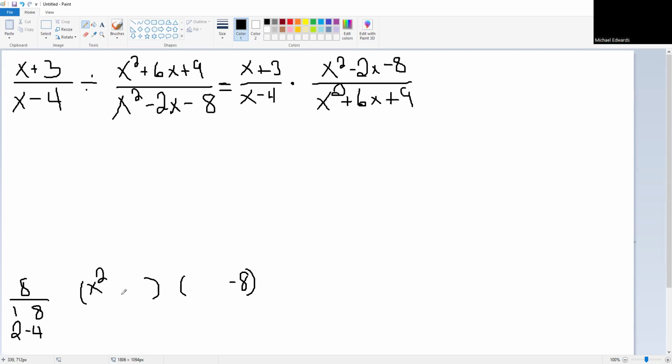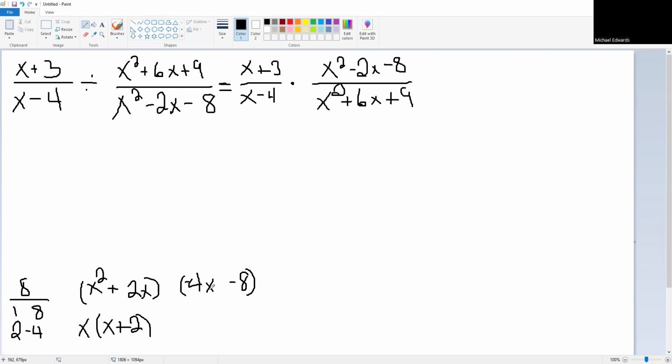And our middle terms will be 2x. That's a positive. And then negative 4x. So we need to factor out what we can. This one would be just x, so this would be x, and then x plus 2.